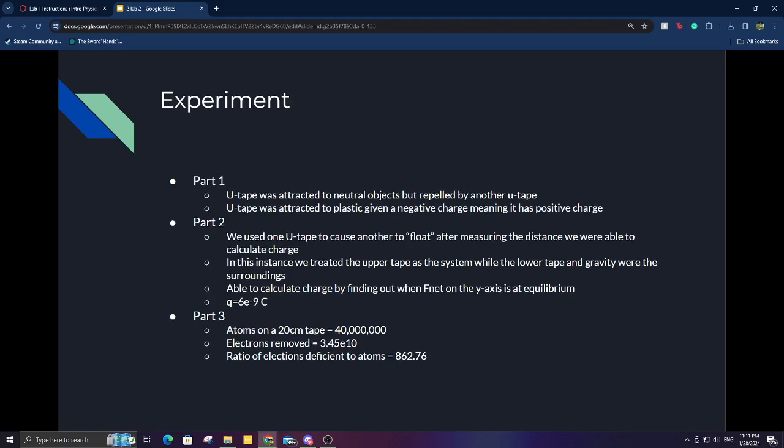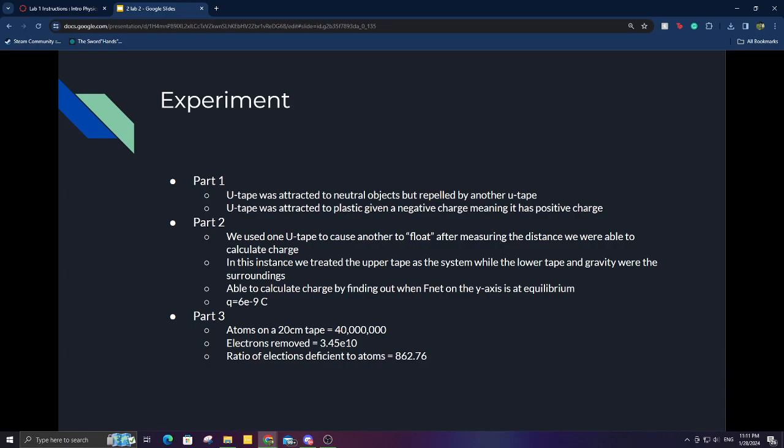The experiment portion of the lab consisted of three parts. In part 1, we tested how a U-tape interacted with different objects. A U-tape is a piece of tape that is charged after quickly pulling it from a base tape. I found the U-tape was attracted to neutral objects, which helps support that it is in fact charged, as a charged object would polarize neutral objects in a way that would cause attraction.